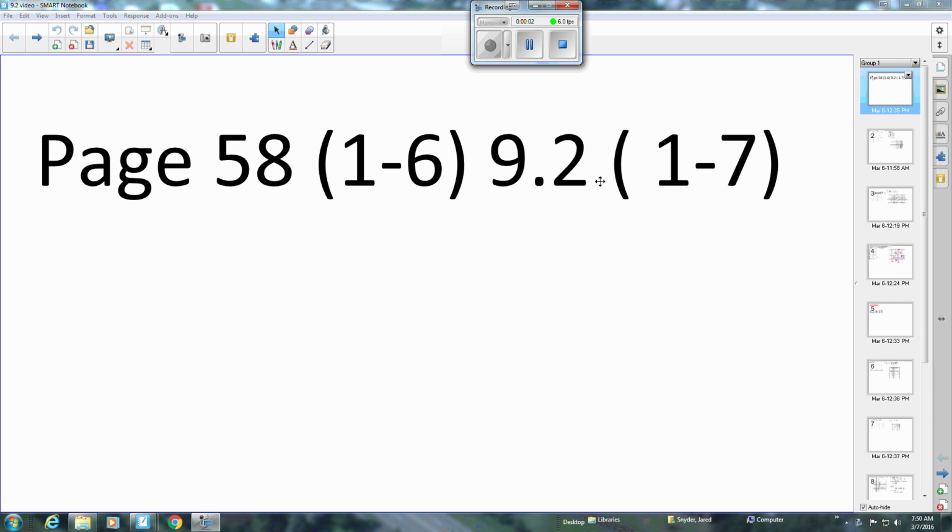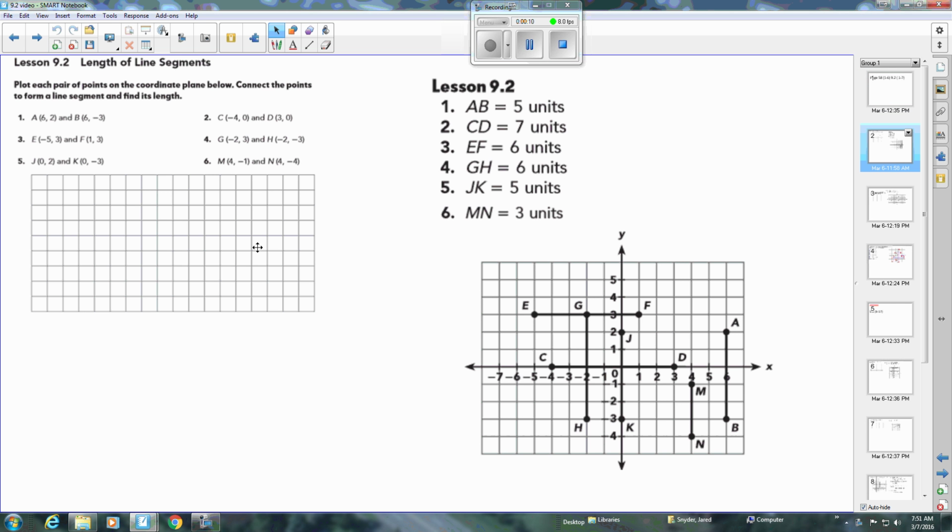All right, this is the homework 9.2, page 58, 1 through 6, and 9.2, 1 through 7. Starting with the worksheet, if you plotted these out correctly, you'd get something that looks like this.